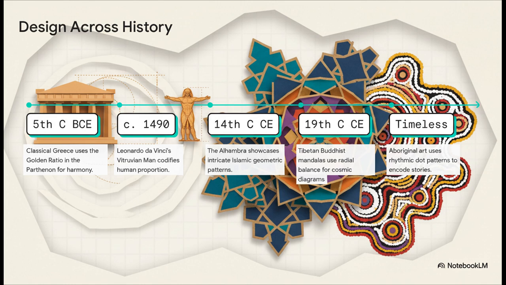Think about Tibetan mandalas. There are these incredible cosmic diagrams built on perfect radial balance. It's even in the timeless dot paintings of Australian Aboriginal art, where rhythm is used to encode entire stories. This is not some passing trend, it's fundamental to how we create.